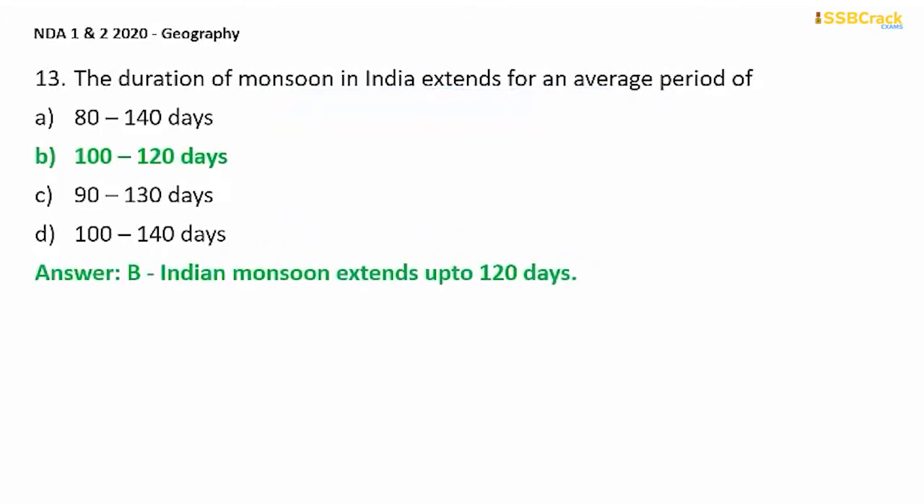The correct answer for this is again very factual data, and this is completely based upon the climate of India and comes under the category of Indian geography. And this is very basic data. You don't even need too much in-depth knowledge to solve this question. The correct answer will be Indian monsoon extends up to 100 to 120 days. The correct answer is option B.